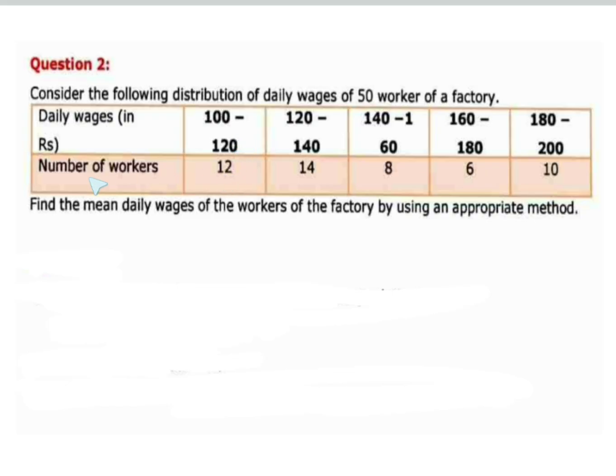There are 12 workers with daily wages from 100 to 120. Fourteen workers earn 120 to 140 rupees, 8 workers earn 140 to 160, 6 workers earn 160 to 180, and 10 workers earn 180 to 200. So this is the data given. Find the mean daily wages of the workers by using an appropriate method.